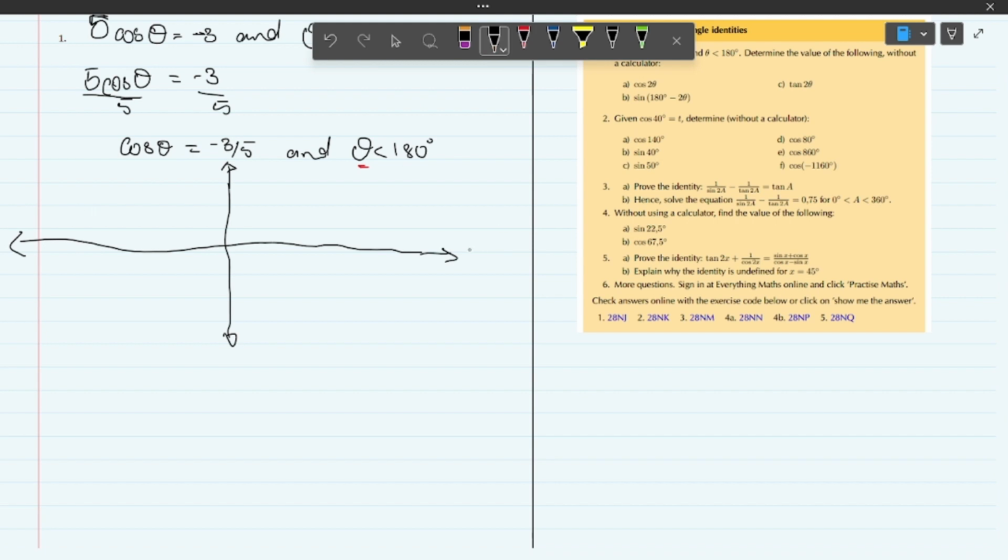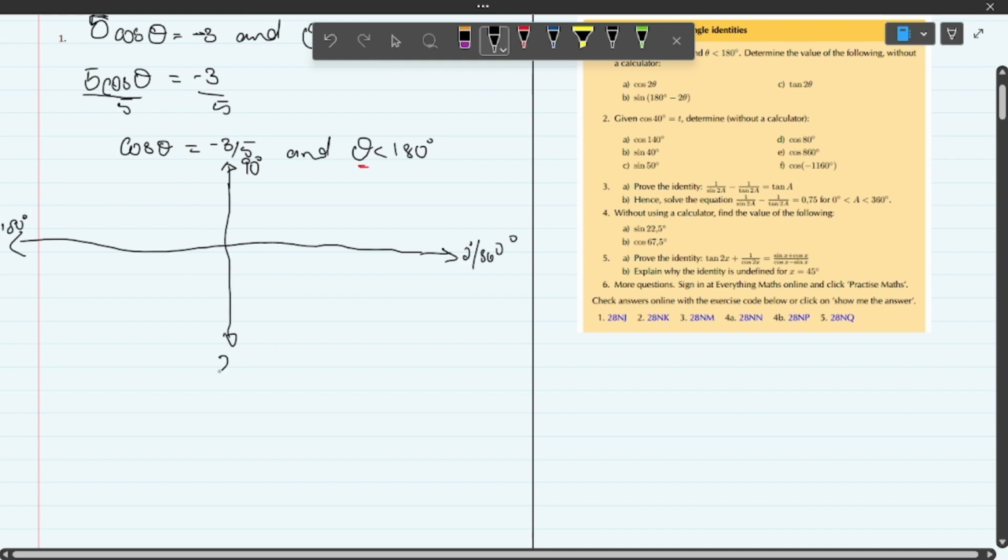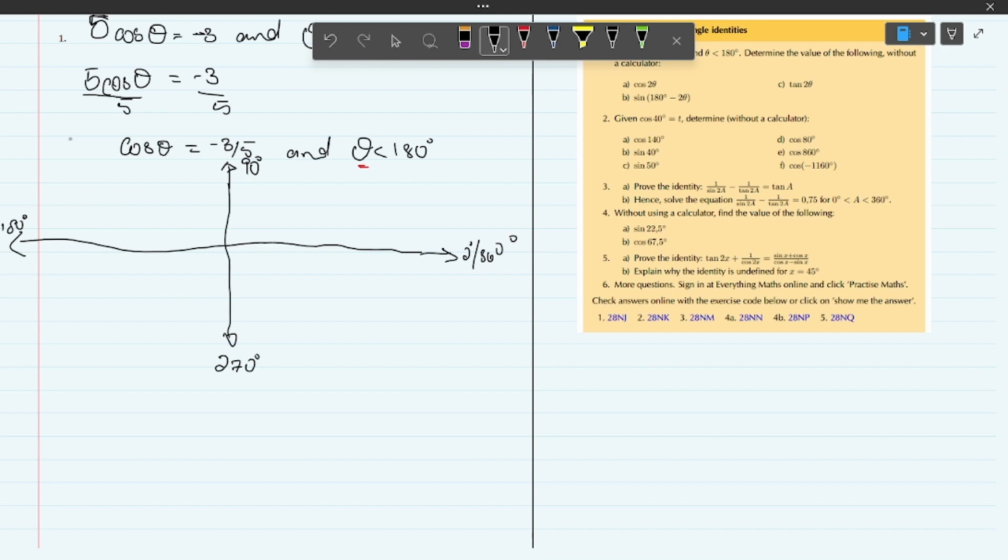On the Cartesian plane, you know that this is 0 degrees, this is 360 degrees, this is 90 degrees, this is 180 degrees, and this is 270 degrees, right? Now the structure that you want to draw is in a quadrant that is less than 180 degrees, meaning that it's in the second quadrant. I'm going to clarify why I'm saying it's in the second quadrant. The reason is that the angle you're looking for is less than 180. This is the first information that you get.